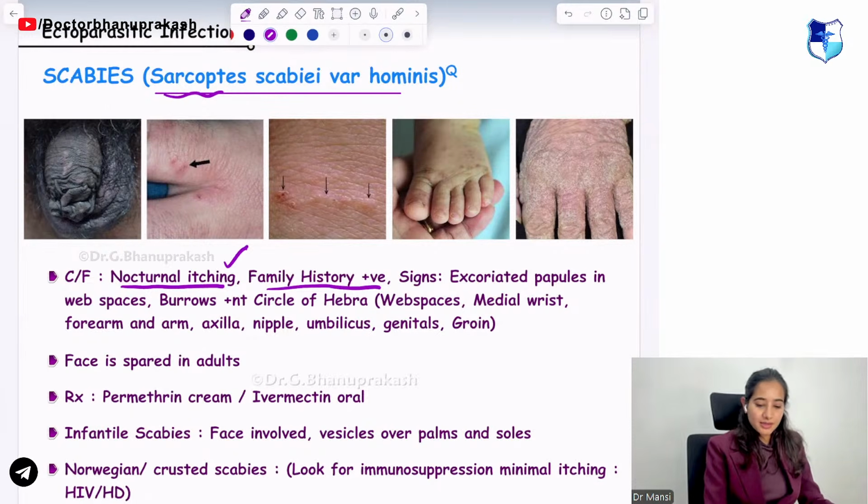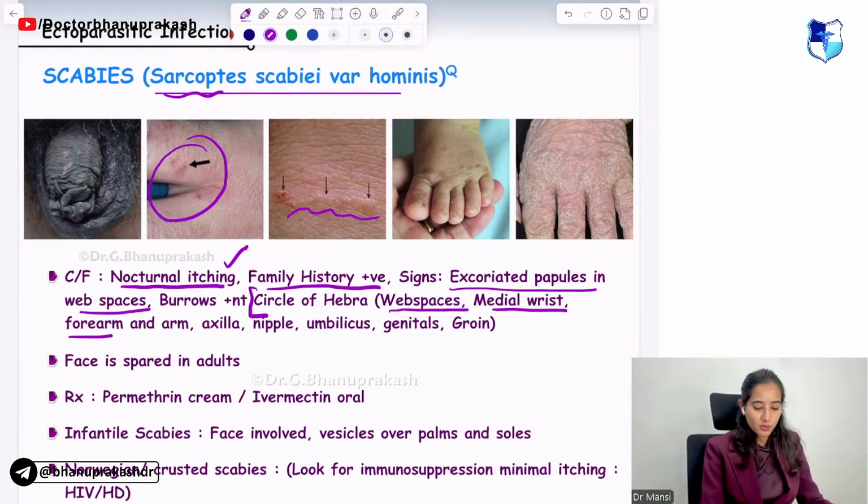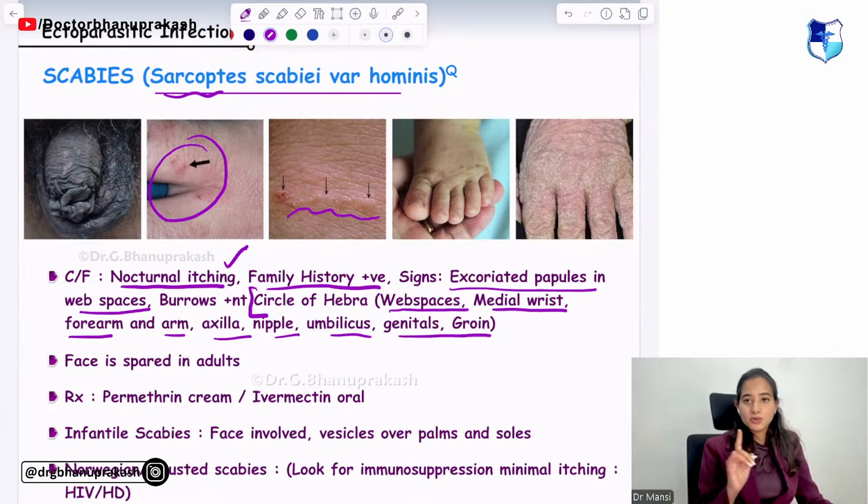And very classical is that the web spaces get affected. So excoriated papules are present in the web spaces. Burrows are present, which you can see. And there's the circle of Hebra, which involves the places: web spaces, medial wrist, forearm, arm, axilla, nipple, umbilicus, and the genitals and the groin. So these are all the places where you can find them.